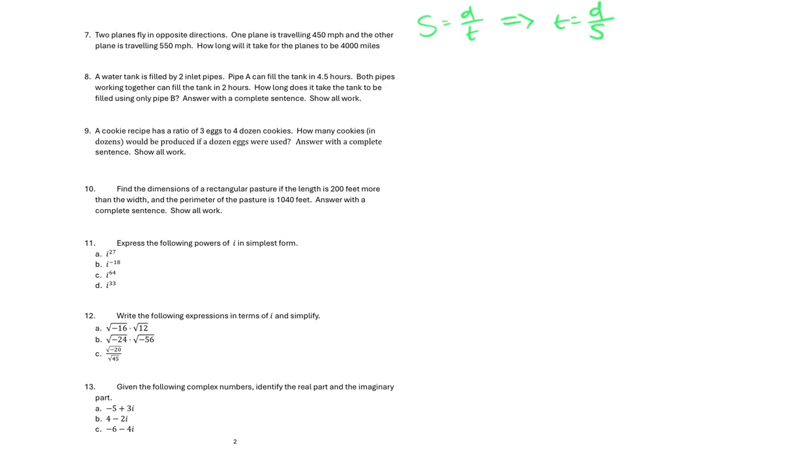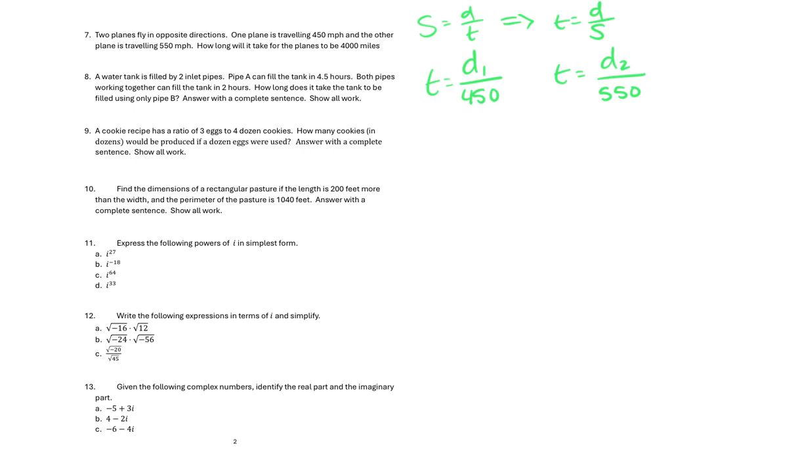Okay, so we need to think about it here. Our T for each of these equations is going to be the same, right? Because we're looking for the amount of time it's going to take for both these planes when they're both flying at the same time. So we have T is equal to distance 1 over 450. And we have T is equal to distance 2 over 550.